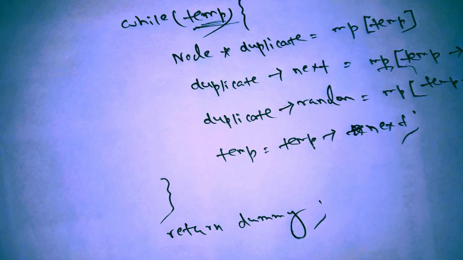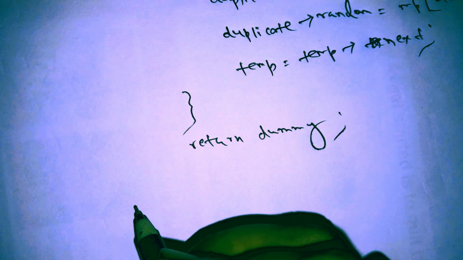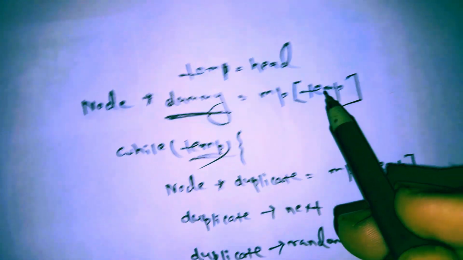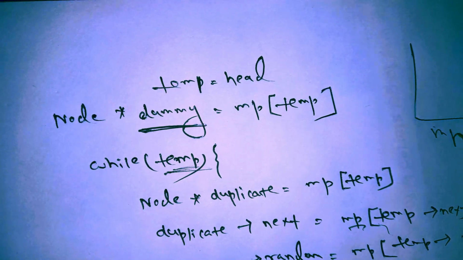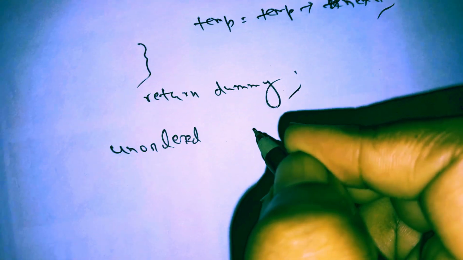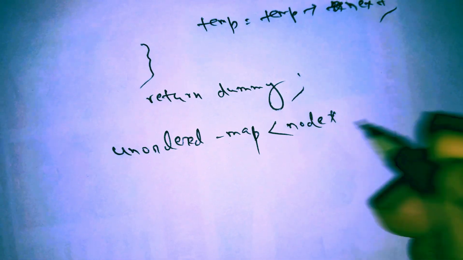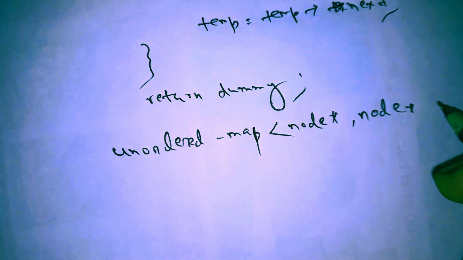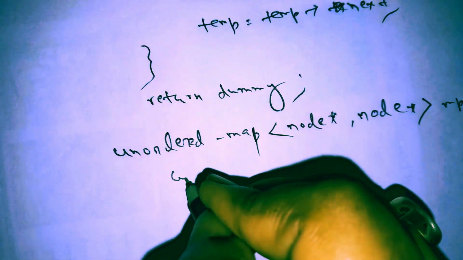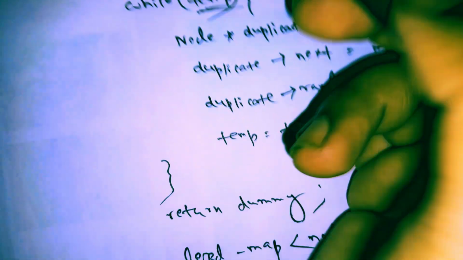Okay, and one thing you have to do first is create the map, and you have to store each and every node. How will we create it? An unordered map of node star, mp, and node star, here node star temp is equal to head, and this part of code will come first.